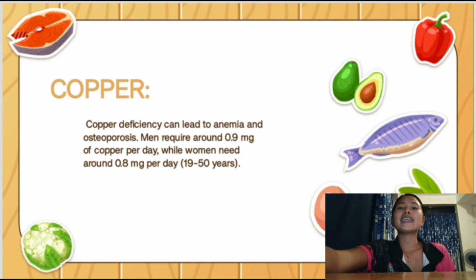The next one is copper. Copper deficiency can lead to anemia and osteoporosis. Men require around 0.9 mg of copper per day, while women need around 0.8 mg per day. The age range is 19 to 50 years.